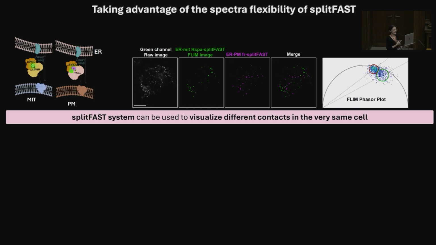Taking advantage of the spectral flexibility of the reporter, you can also visualize two different types of contact sites in the very same cell. In fact, if you tag the N-FAST to the mitochondria and the far red N-FAST to the plasma membrane, remembering that N-FAST is the only far red one that can bind the far red fluorogen, but it can also bind the green fluorogen, and then you also tag the ER by the C-FAST. Doing that, you will have the contacts between ER and mitochondria, which are only green, and the others that are both green and far red.